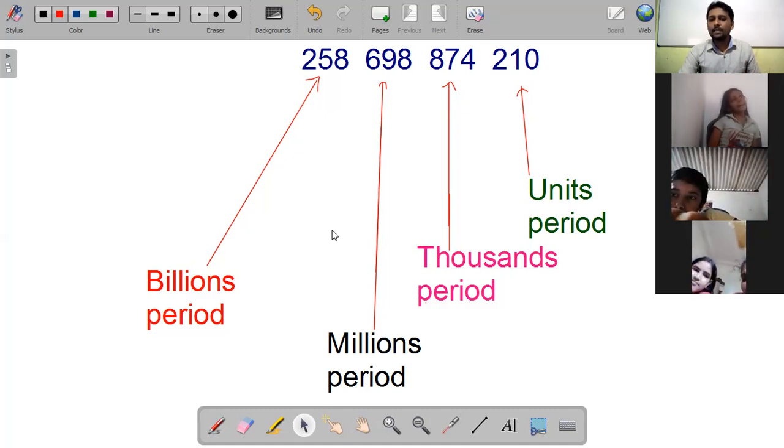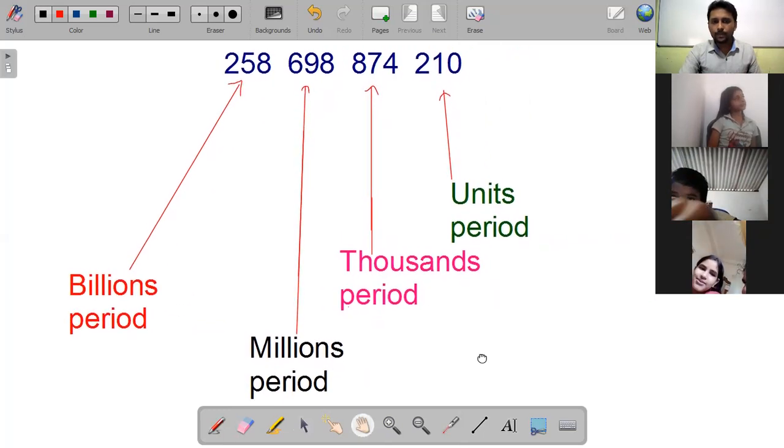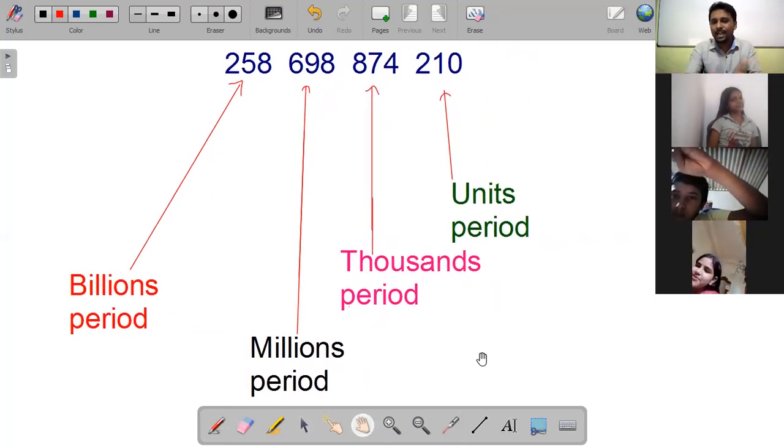Okay, right. Now you note this down beautifully in your book. You can use different colors to note it down, right?